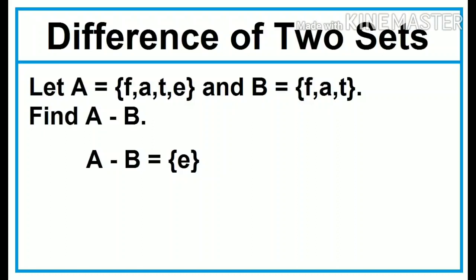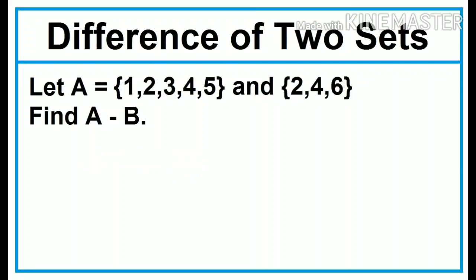Let's take one more example. A is equal to {1, 2, 3, 4, 5} and set B contains 2, 4, 6. Find A difference B. In A and B we have 2 and 4 as the common elements. If you neglect that 2 and 4, the remaining elements in set A are 1, 3, 5. So that is A difference B.